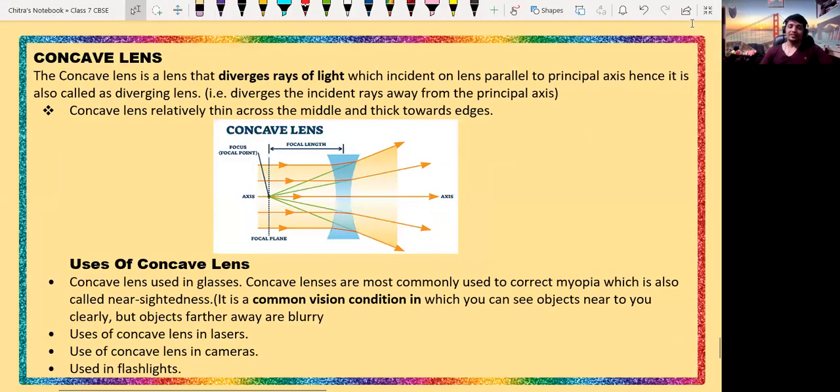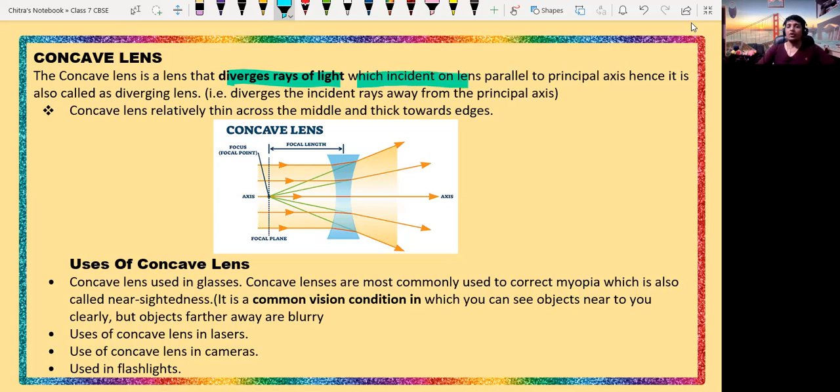Now we are going to discuss the concave lens. It is again very important, and it is the second type of lens you have in your syllabus. So let's discuss what a concave lens is. The concave lens is the lens that diverges the light rays. That's why the concave lens is also called a diverging lens. Diverge means to move the incident ray away from the principal axis.